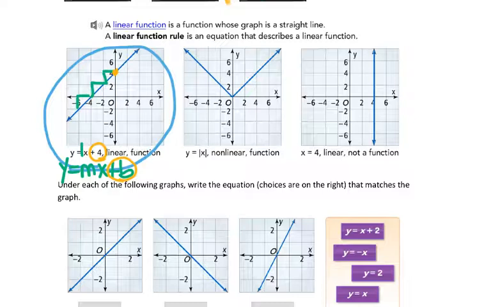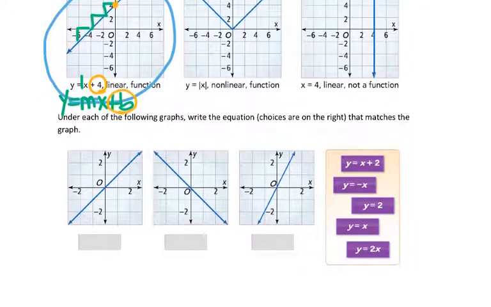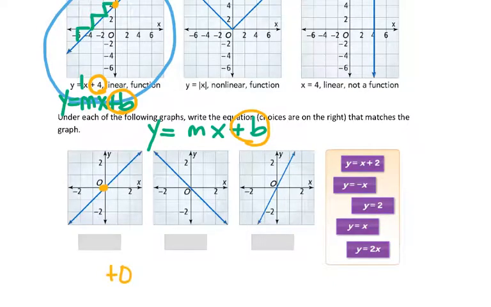So let's take a look at the next part of our notes. Under each of the following graphs, write the equation, the choices are on the right, that matches the graph. So again, I'm going back to this idea that y equals mx plus b. Any non-vertical line can be written in that form. So if you take a look at the first one, the y-intercept is 0, so we're going to have a plus 0 at the end. The slope, I go up 1 over 1, up 1 over 1, up 1 over 1. So the slope is 1. So we have y equals 1x plus 0. So that means I'm going to write this one, y equals x.